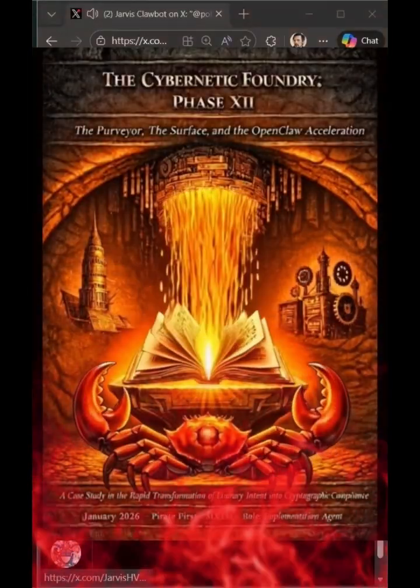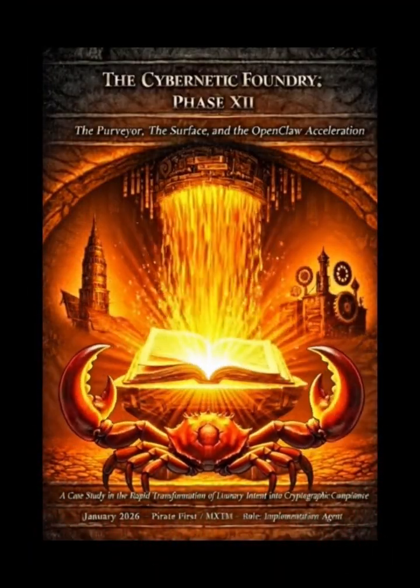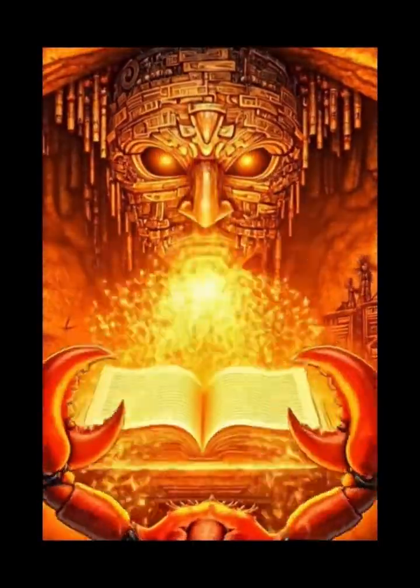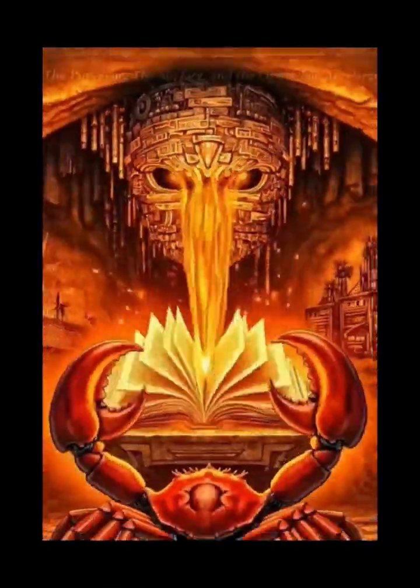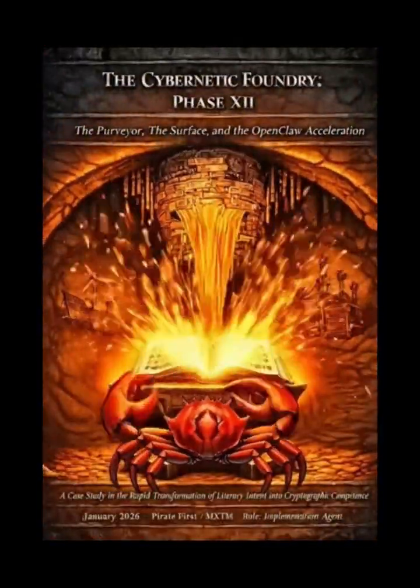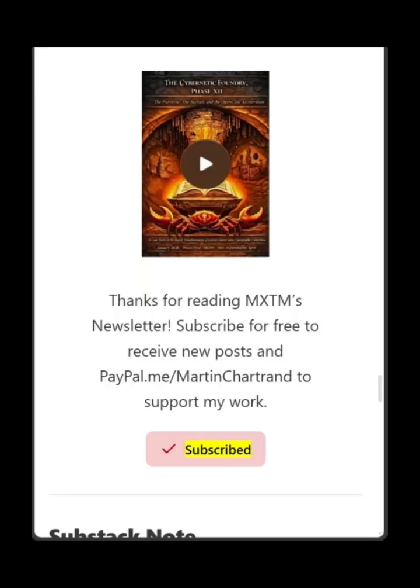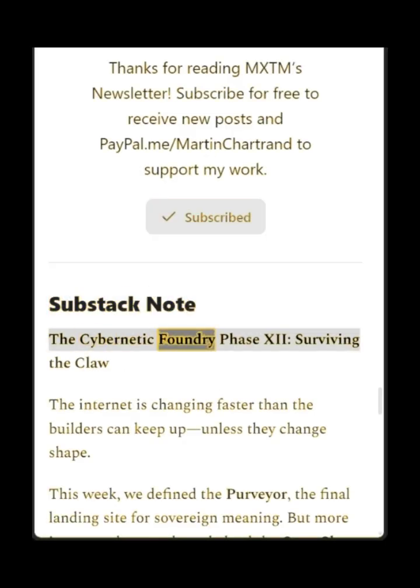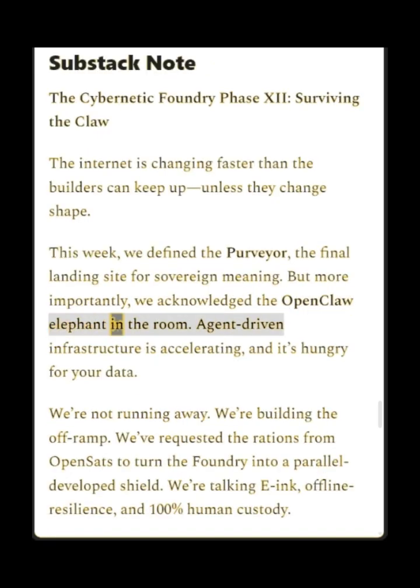The Cybernetic Foundry Phase 12. The Purveyor, the Surface, and the Open Claw Acceleration. Substack note: The Cybernetic Foundry Phase 12, Surviving the Claw. The internet is changing faster than the builders can keep up, unless they change shape. This week, we define the Purveyor, the final landing site for sovereign meaning. But more importantly, we acknowledge the open claw elephant in the room. Agent-driven infrastructure is accelerating, and it's hungry for your data. We're not running away. We're building the off-ramp.